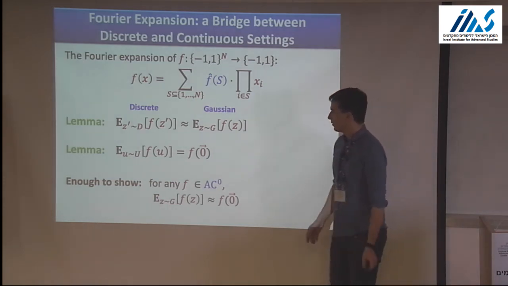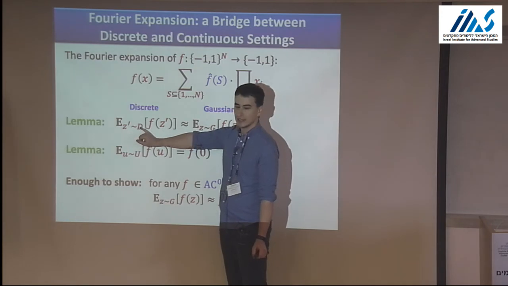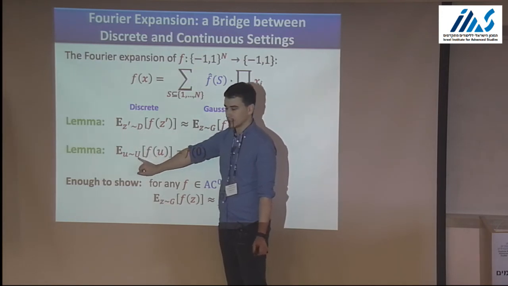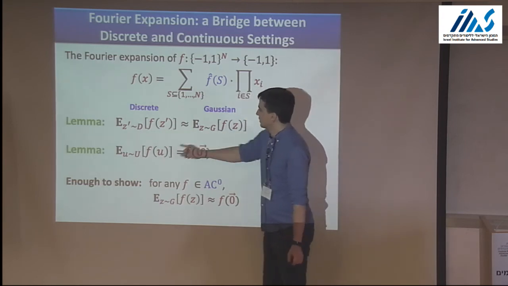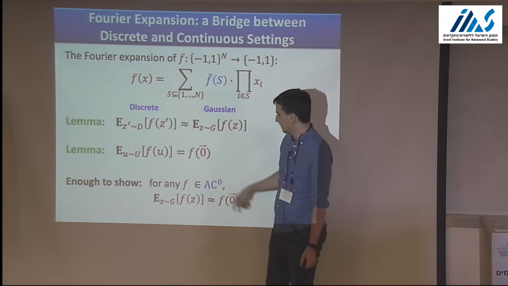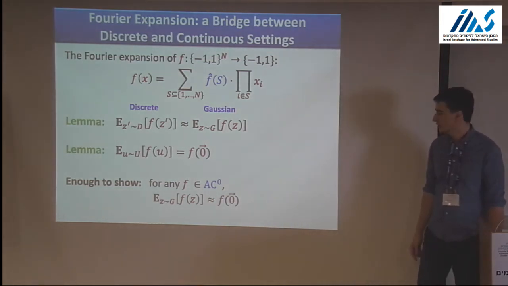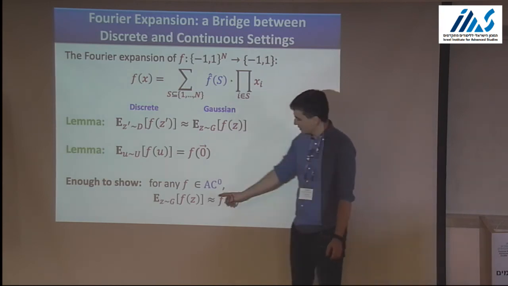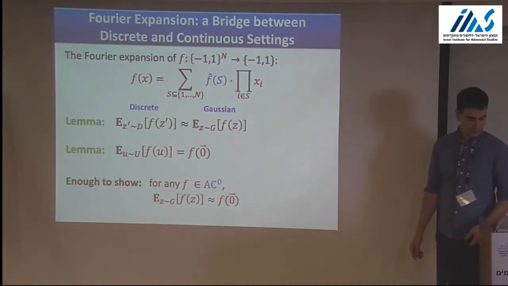Now recall what we wanted. We want to show that the expectation under the distribution D is similar to the expectation under the uniform distribution. But since this is very similar to that and this equals that, we just need to show that these two are very close by. So that's what we want to show. We want to show that for any AC0 circuit, the expectation under this Gaussian distribution is similar to the value of the function on the all zeros vector.